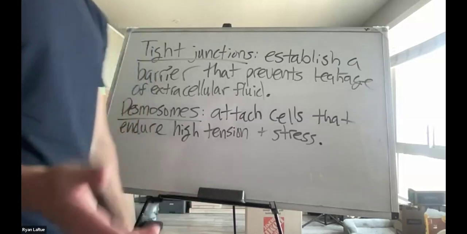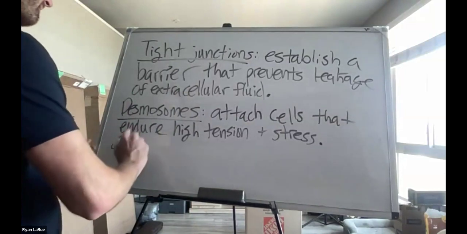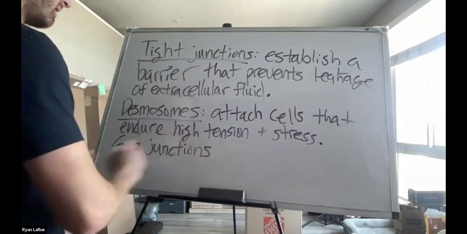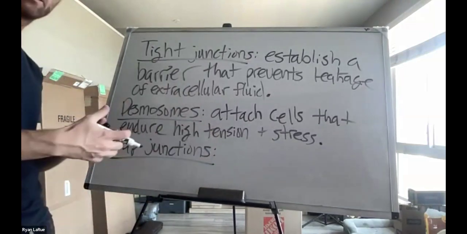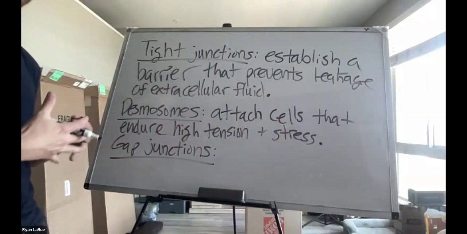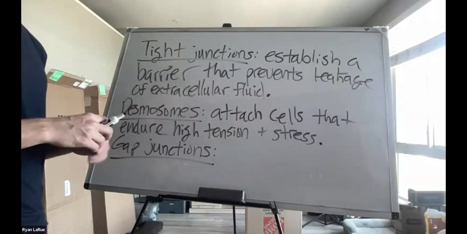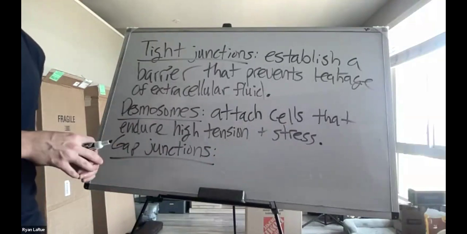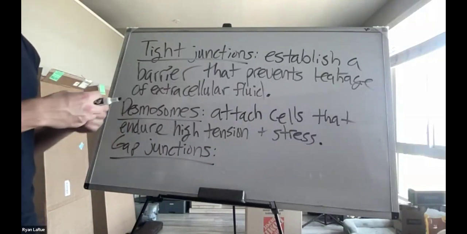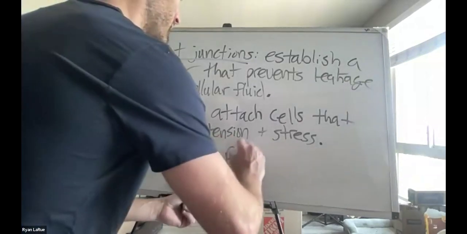The last one we have has a very different function, actually. The gap junctions. As the name implies, gap junctions allow cells to communicate with one another via molecular transport and move different molecules or ions between one another. Our classic example, as we'll see, is cardiac muscle, which has gap junctions connecting the different cardiac muscle cells.